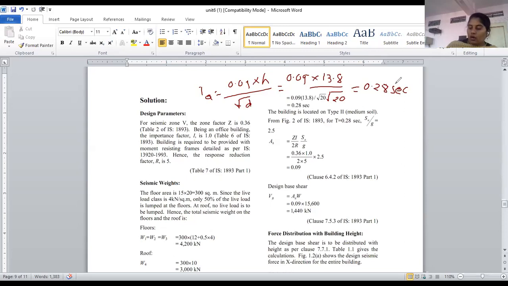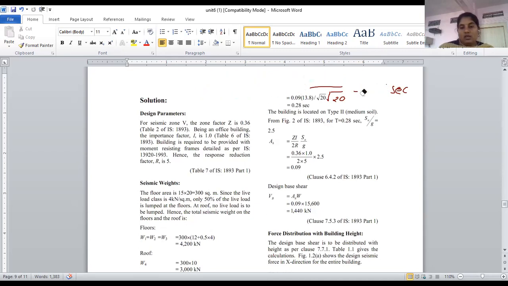Okay. Now we have to move to the next step to calculate the horizontal seismic coefficient. So how to calculate this horizontal seismic coefficient? Already we know the formula from IS 1893, that is Ah is equal to ZISa upon 2Rg. That formula is here.